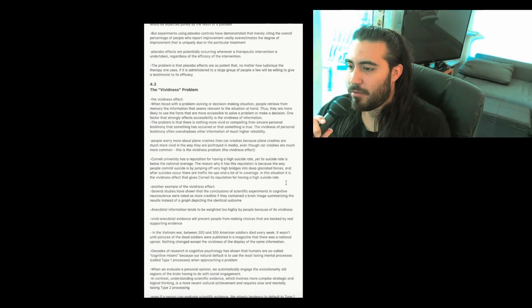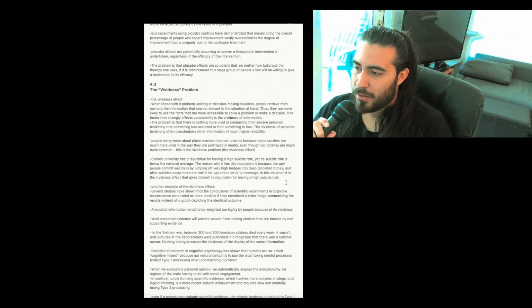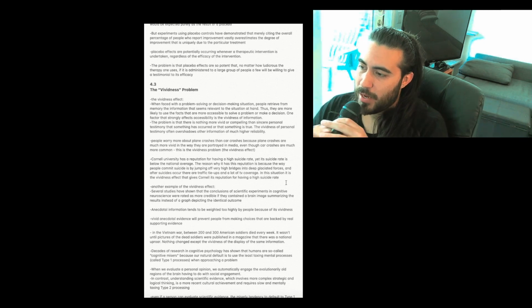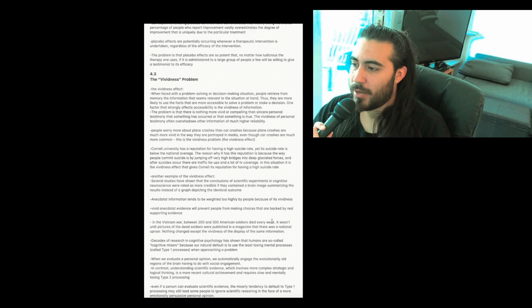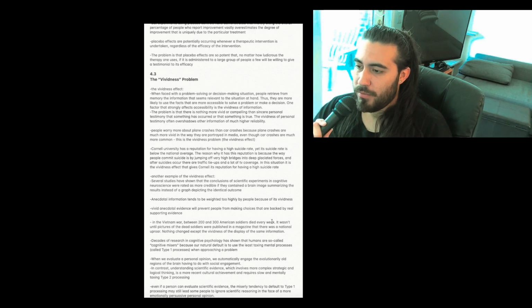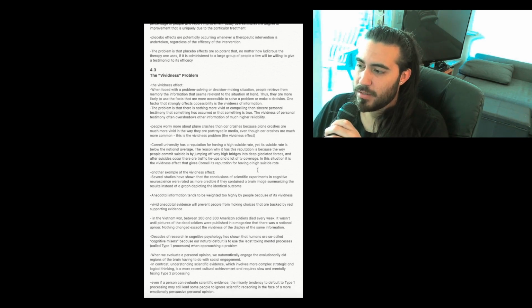The vividness of personal testimony often overshadows other information of much higher reliability. People worry more about plane crashes than car crashes because plane crashes are much more vivid in the way they are portrayed in media, even though car crashes are much more common. This is the vividness problem, also known as the vividness effect.